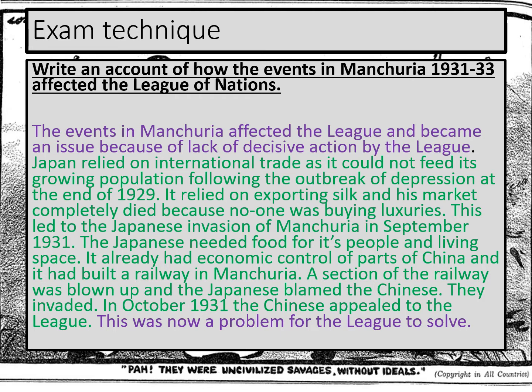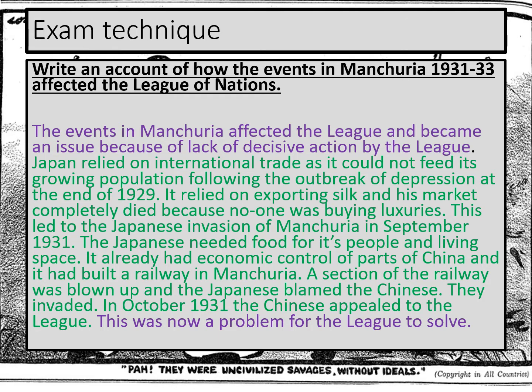So that's me relating it back to the question. Japan relies on international trade as it could not feed its growing population following the outbreak of the Depression at the end of 1929. It relied on exporting silk, and this market completely died because no one was buying luxuries. This led to the Japanese invasion of Manchuria in September 1931.